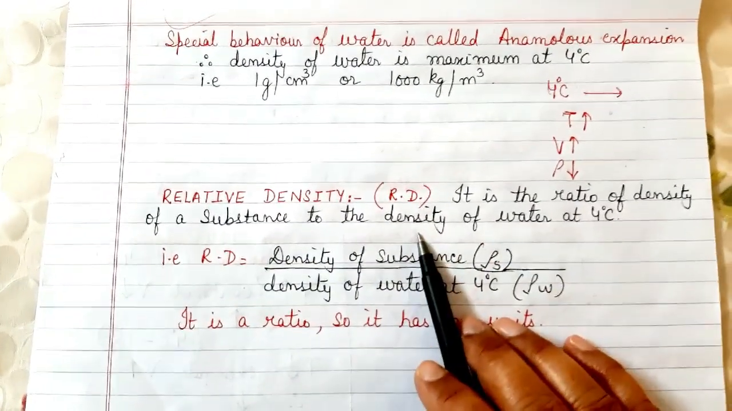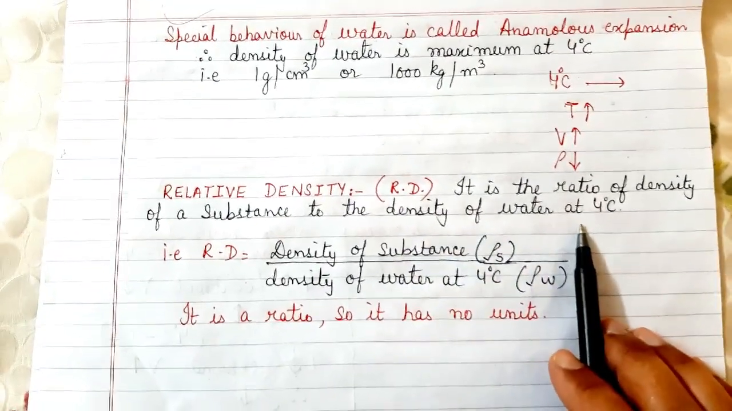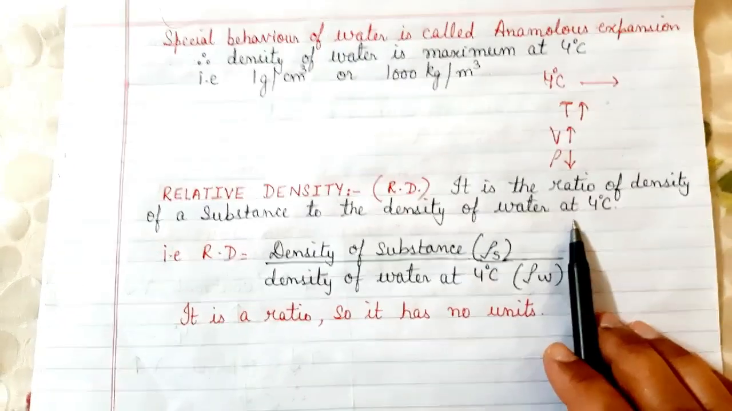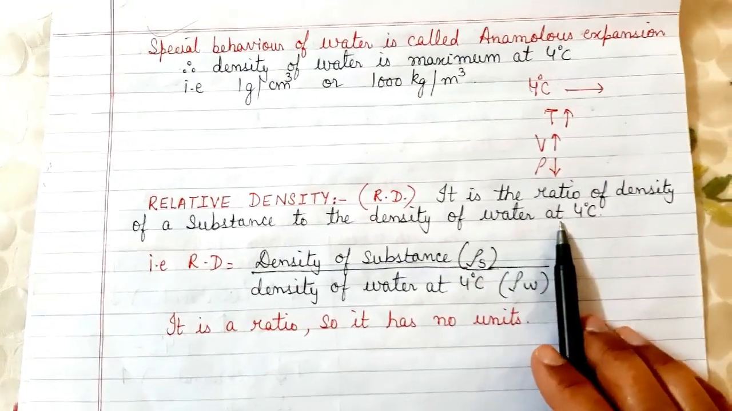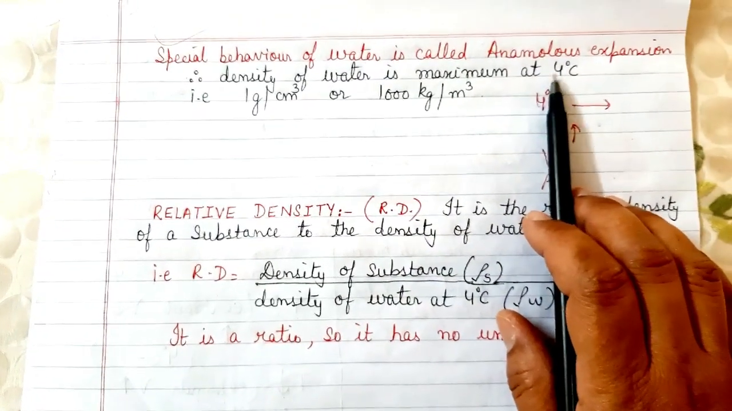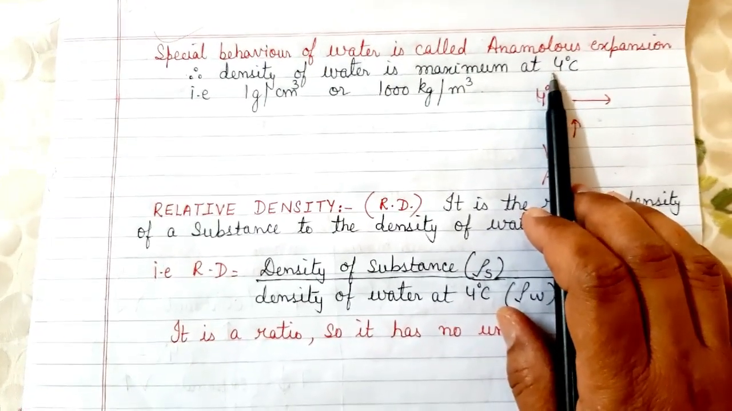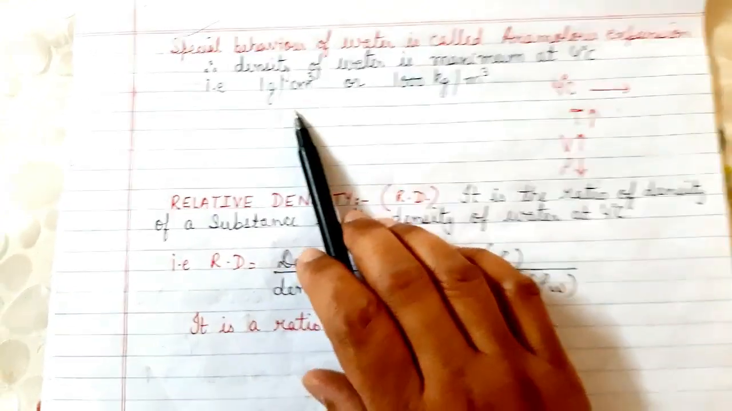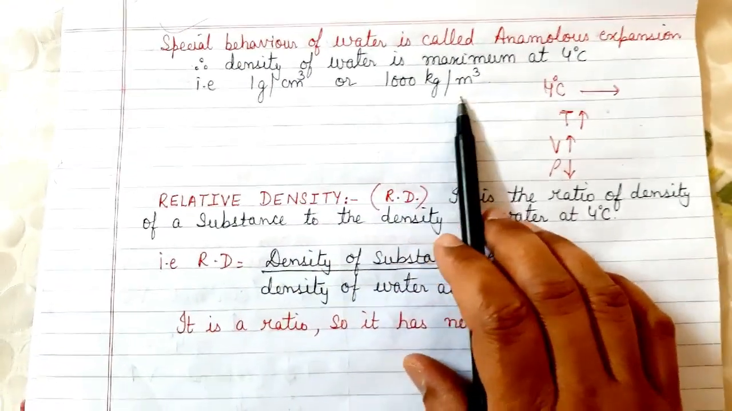Now, why is it considered that the water is at 4 degrees Celsius? Because if you remember, children, I told you that the water shows maximum density at 4 degrees Celsius. In the last class, I taught you about anomalous expansion, in which I told you that at 4 degrees Celsius, the density of the water is equal to 1 gram per cubic centimeter or 1000 kg per cubic meter.